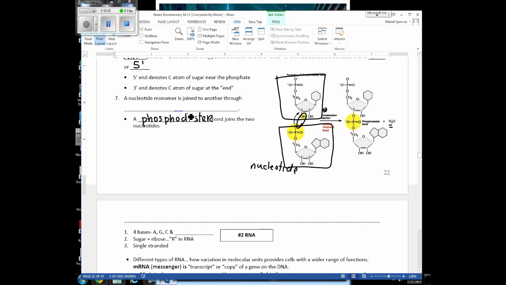Now, I don't necessarily see this as a term that you're going to have to write about in a short answer question or on an essay, but if you have a problem and it's talking about phosphodiester bonds, then you know you're talking about some kind of nucleic acid there.